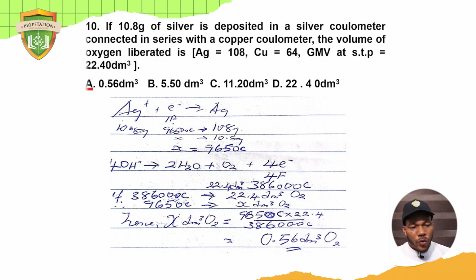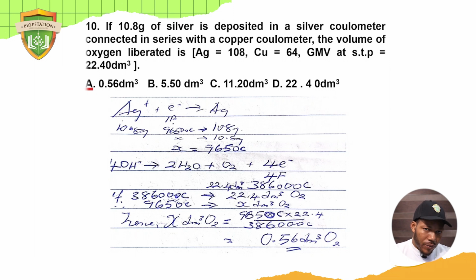a copper colorimeter, the volume of oxygen liberated is... Now this one they have changed, they have swapped. They are looking for the volume of what? Oxygen. So you must be cautious of what they are looking for. Other examples were mass to mass, but this is mass to what? To volume. And we mentioned what? Oxygen. So don't forget that oxygen will always be discharged at where?